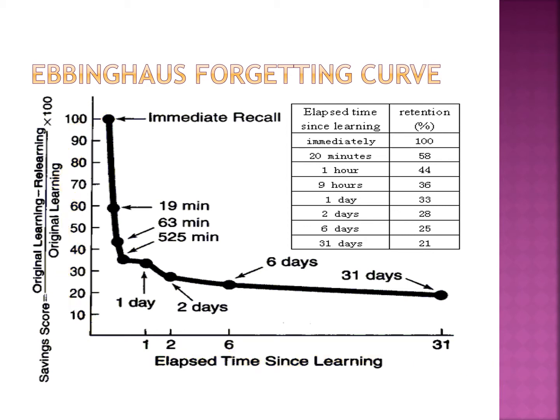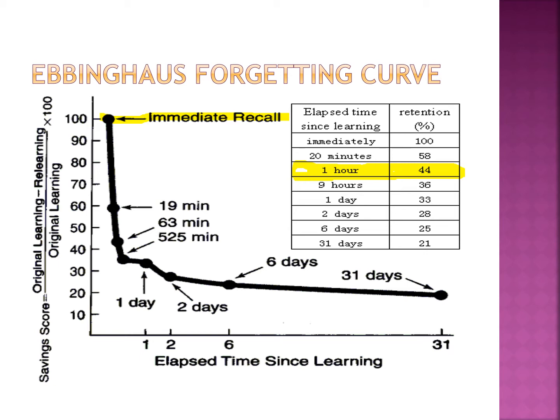What Ebbinghaus found, obviously, is that right after the person took the test, they did really well. But very soon after taking that test, a lot of the information disappeared. What you need to recognize is how much information you lose in a very short period of time. Within an hour, you lose more than 50% of the information. Think about your classes. How often has your friend asked you what happened in class, and you're just like, oh, I can't remember.